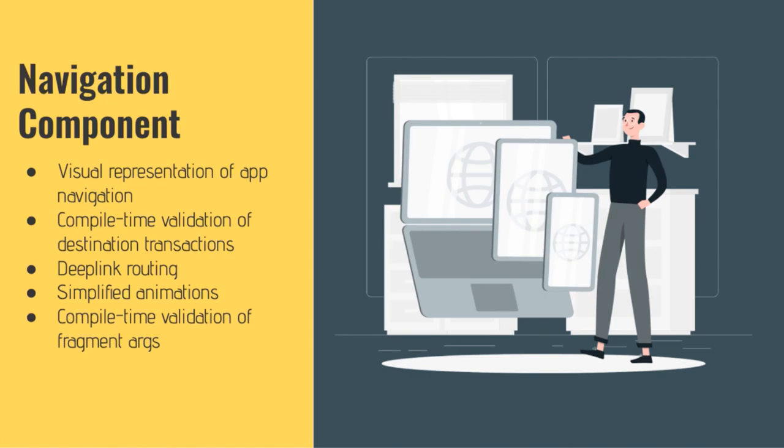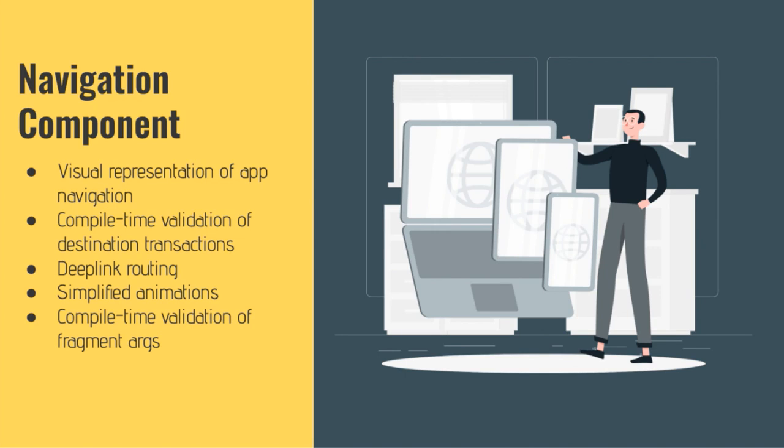So one of them is that we just get this nice visual representation of our app's navigation. And we'll see an example of that in just a moment. Again, compile time validation of destination transactions is really nice. Being able to know that we have the right data when we're going from one fragment to the next is really helpful. Deep link routing is another feature that is built right into the navigation component.